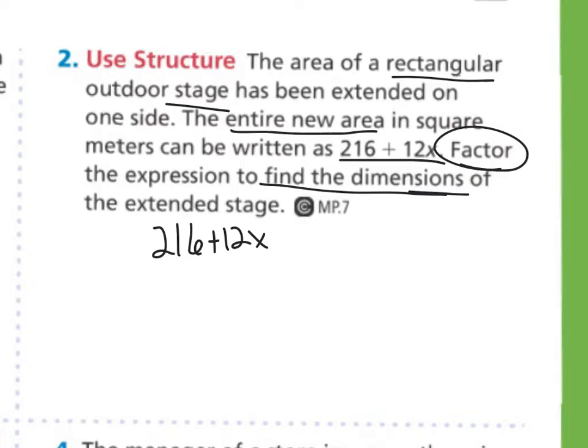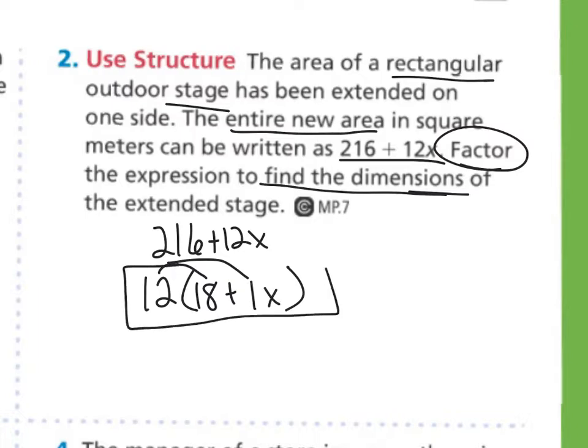So we're going to look at the 216 and the 12 and try to figure out the biggest number that those can both be divided by. So both those are actually divisible by 12, so that means 12 is the number we can factor out. So 216 divided by 12 is 18. In other words, 12 times 18 is 216. And then 12 times 1x is 12x. So this would be our factored form.